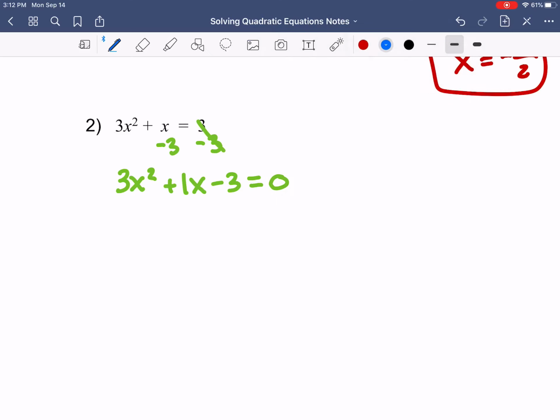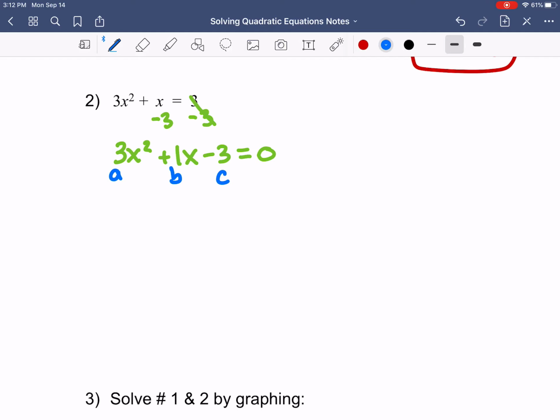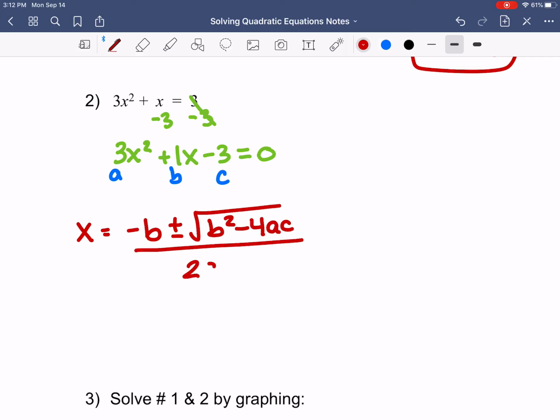All right, I'm going to identify my a, my b, and c, and we're going to plug those things into the quadratic formula. So remember, it's x is equal to negative b plus or minus the square root of b squared minus 4ac all over 2a. Wherever I see an a, I'm going to plug in the number 3. So these two places, I'm going to plug in the number 3. Wherever I see a b, I'm going to plug in the number 1. And then wherever I see a c, I'm going to plug in negative 3. Okay, so that's how it works. I'm going to plug all of those things in where they go.